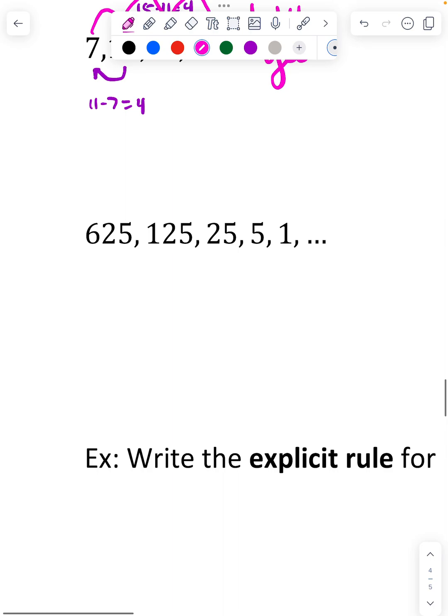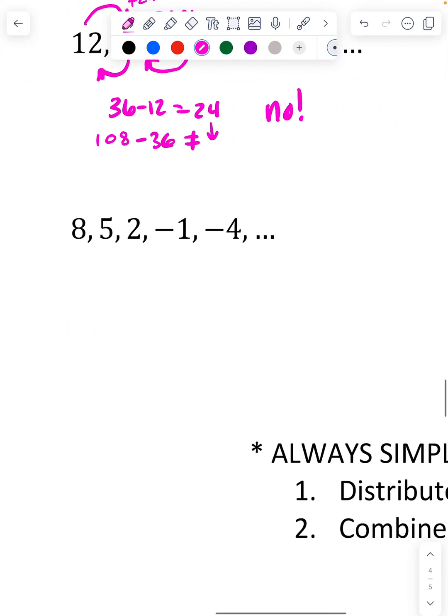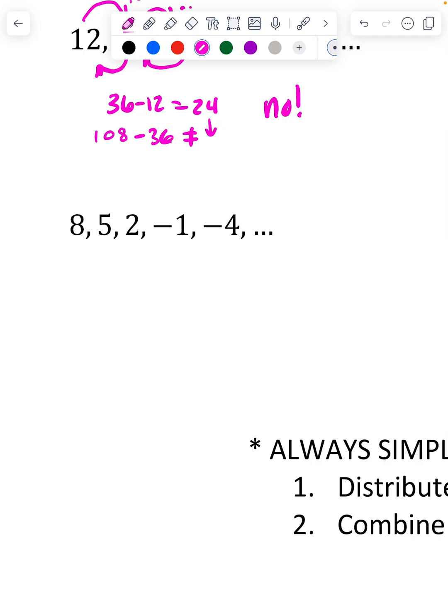How about this one? Well, to get from here to here, I'm taking away 500. Does that hold true here? It does not. If I take 500 away from 125, I'm certainly not going to get 25. So this one is a no as well. It is not arithmetic. So arithmetic is just like a special kind of list that we talked about yesterday.